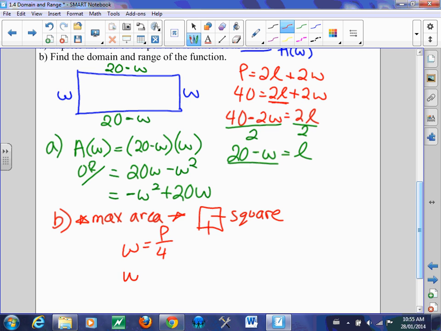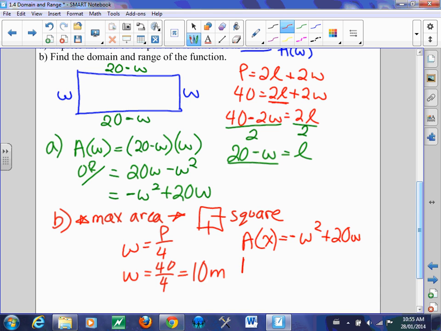Okay? So width equals, what's our perimeter, guys? We said it was 40. So 40 divided by 4 equals 10 meters. So what does that mean? That means that when our width is 10, we can find the maximum area. So we already know A at W equals, I'm going to just rewrite our statement here.